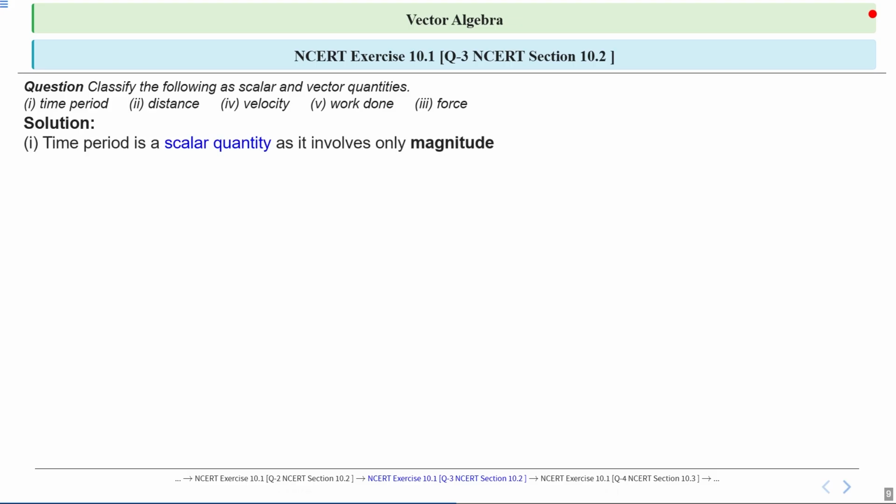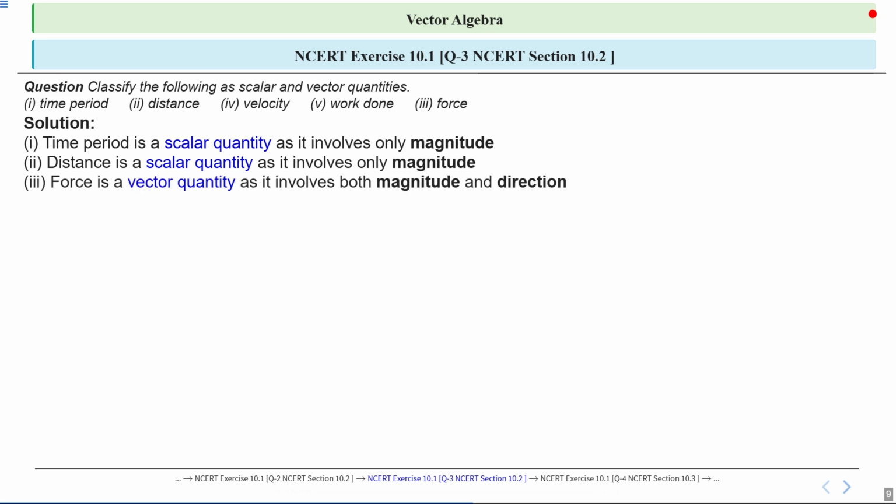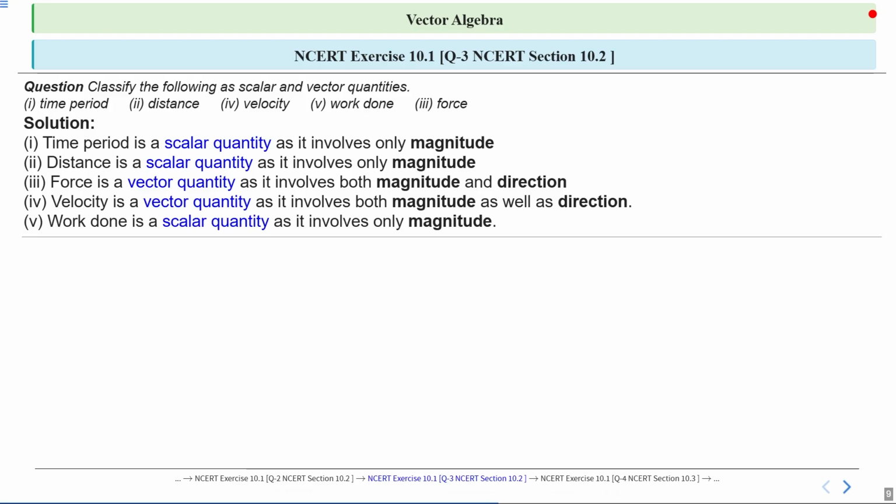Time period is a scalar quantity as it involves only magnitude. Distance is a scalar quantity as it involves only magnitude. Force is a vector quantity as it involves both magnitude and direction. Fourth, velocity is a vector quantity as it involves both magnitude as well as direction, right? Fifth, work done is a scalar quantity as it involves only magnitude, right?